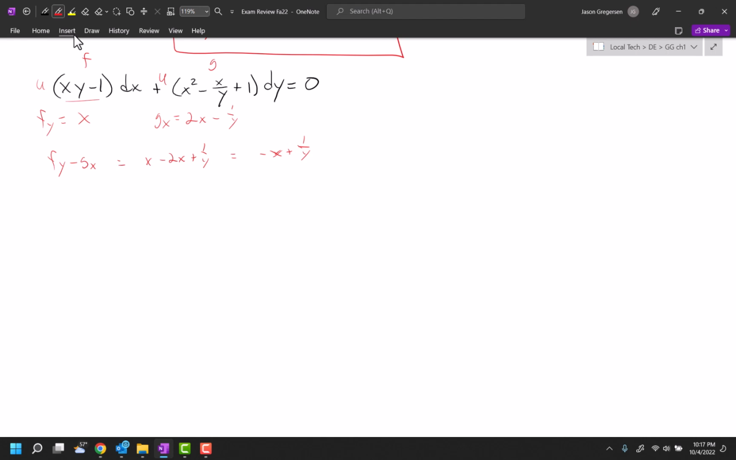If it's not 0, then one thing we could do is divide through by g. In other words, divide through by x squared minus x over y plus 1, and see, is this just a function of x? If it's just a function of x, then our integrating factor would be e raised to the integral of all of that.